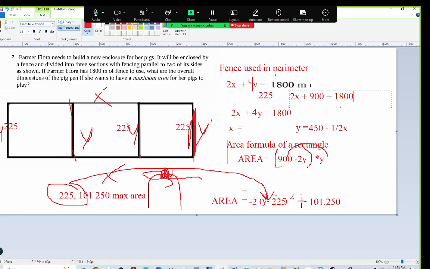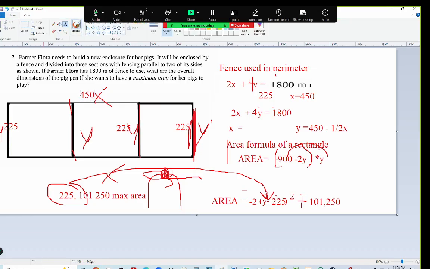Trying to solve for x now. Minus 900. I got 2x is equal to 900. Divide by 2. So x is equal to 450. So what are my dimensions? My dimensions are 450 by 225.